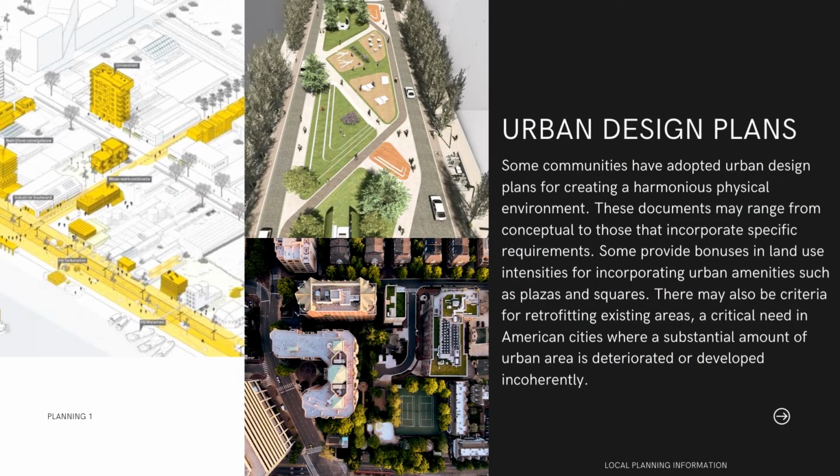Urban design plans. Some communities have adopted urban design plans for creating a harmonious physical environment. These documents may range from conceptual to those that incorporate specific requirements. Some provide bonuses in land use intensities for incorporating urban amenities such as plazas and squares. There may also be criteria for retrofitting existing areas, a critical need in American cities where a substantial amount of urban area is deteriorated or developed incoherently.